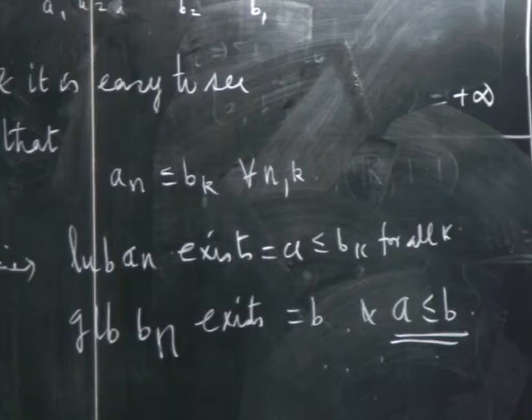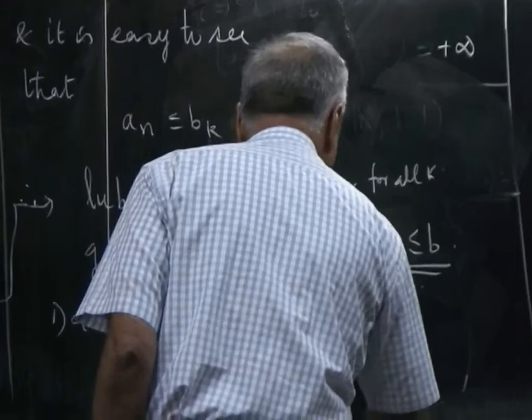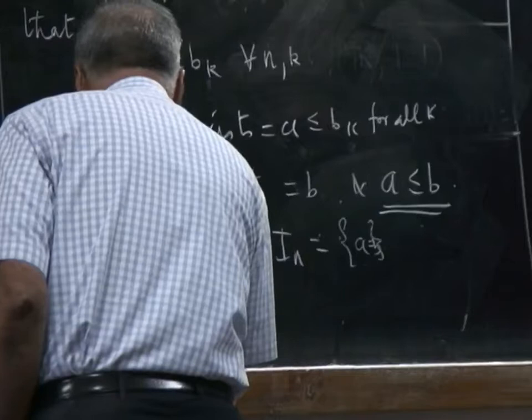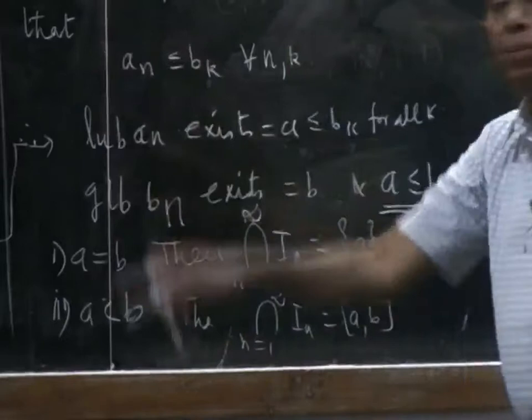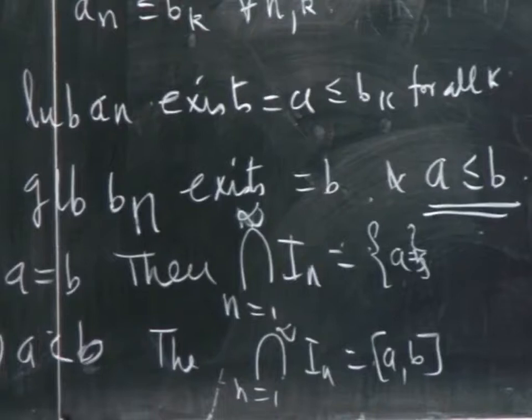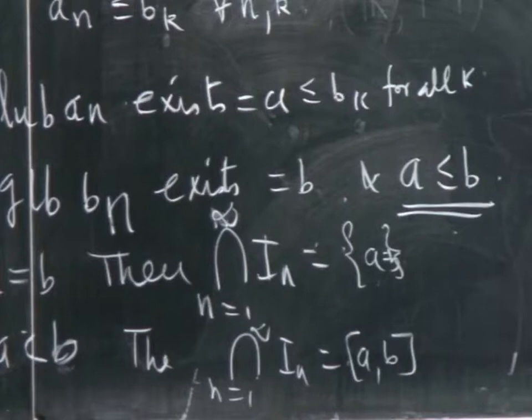So, if A equal to B, then the intersection N equal to 1 to infinity, IN is equal to this point. And if A is less than B, then the intersection N equal to 1 to infinity, IN is equal to [A, B]. And that part which gave the empty set in the previous case is ruled out because A is less than or equal to B. So, therefore, the property 2 is that, let us call it property 2.